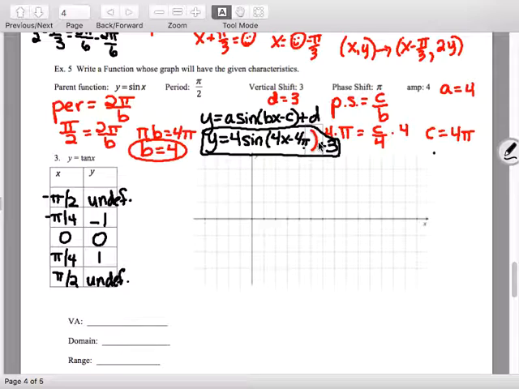Now, what's happening when it's undefined? Anybody remember from Algebra 2? What's that called? Vertical asymptote. Okay, it's a vertical asymptote.